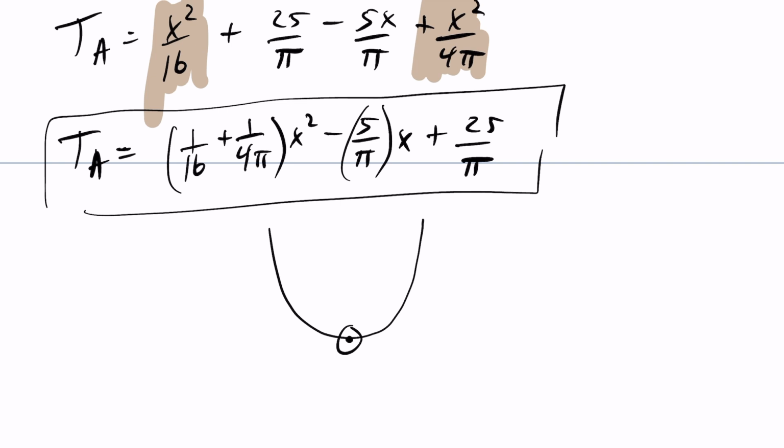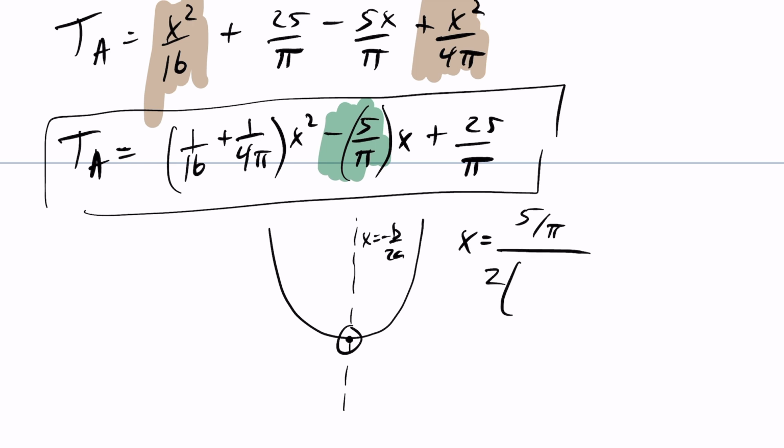the best method would be to use your formula negative b over 2a. So my axis of symmetry, I know the general form of an axis of symmetry is negative b over 2a for any quadratic. So therefore my x value is going to be negative b, so the two minuses will become positive on my b value here. So this is going to be 5 over pi divided by 2 times my a value, which is 1 over 4 pi.